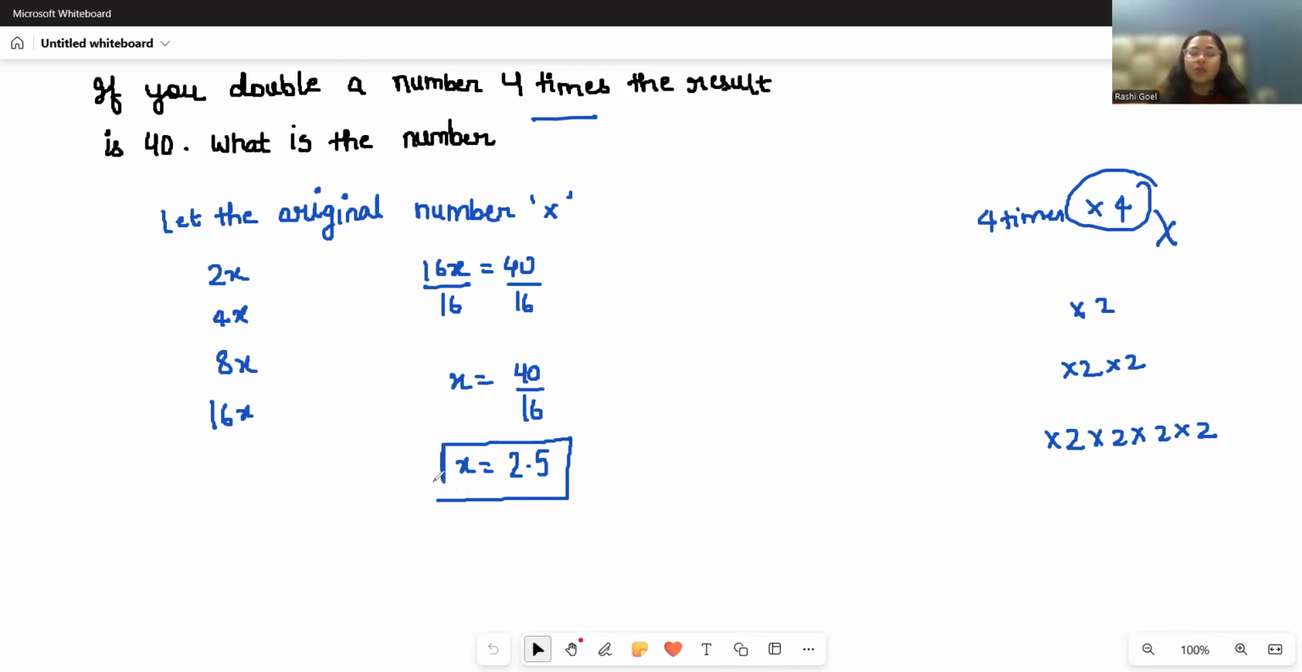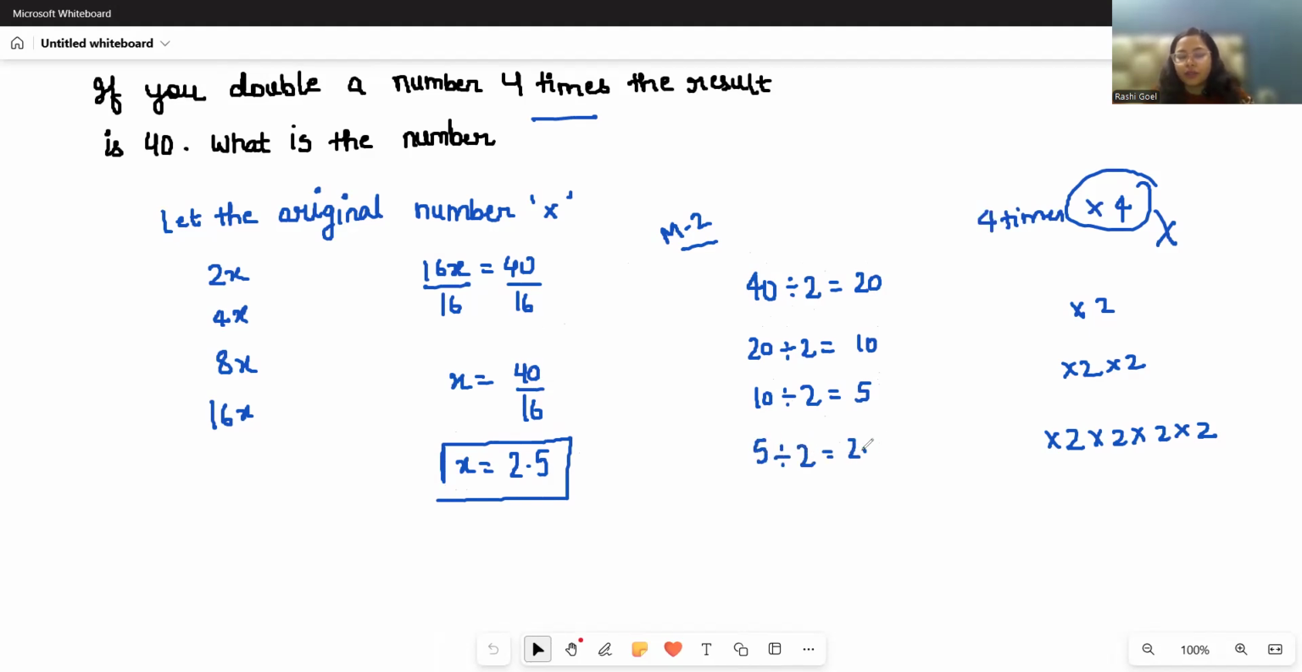Or, instead of multiplying forward, let's reverse it. So start from 40, then halve it four times. What does it look like? Method 2: 40 divided by 2 gives 20. 20 divided by 2 gives 10. 10 divided by 2 gives 5. And 5 divided by 2 gives 2.5. Same answer, but faster thinking.